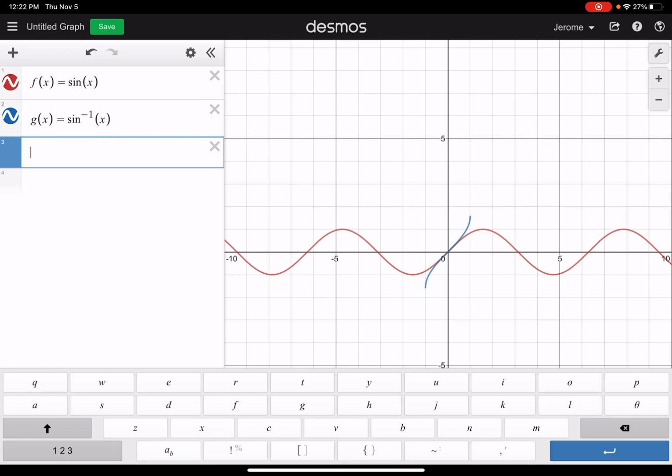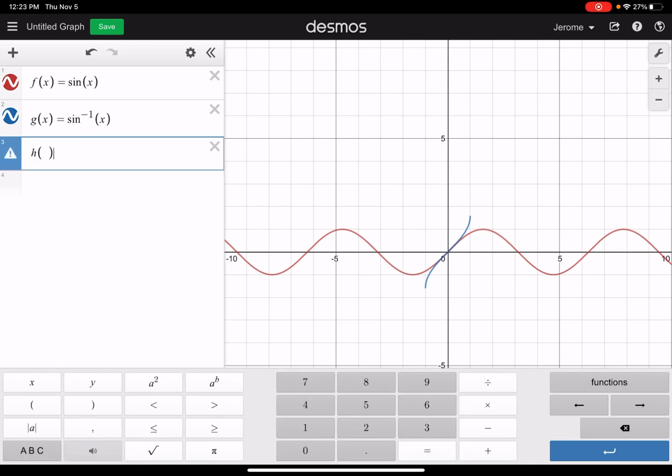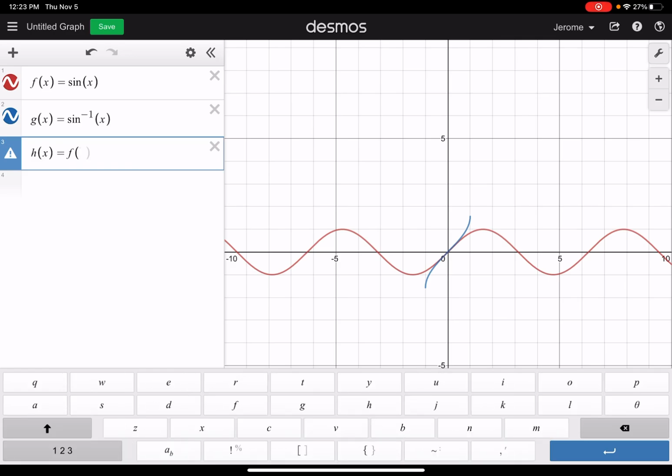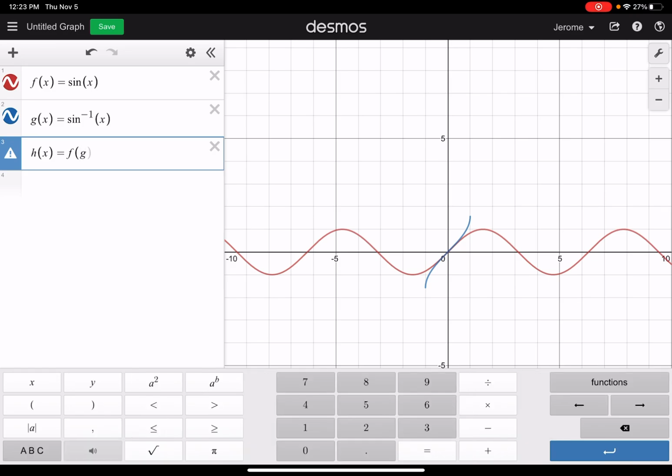So let's say, for example, that I want h of x to be equal to, what order am I going to do this first one in? Let's do the inverse of sine. Let's maybe put g of x inside of f of x. Does that sound good? Okay, so then that's what I'll do. F composed with g of x.